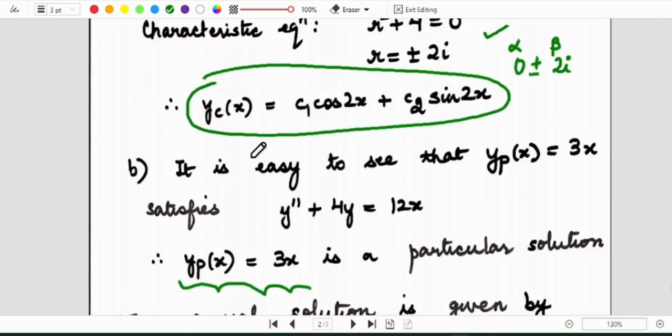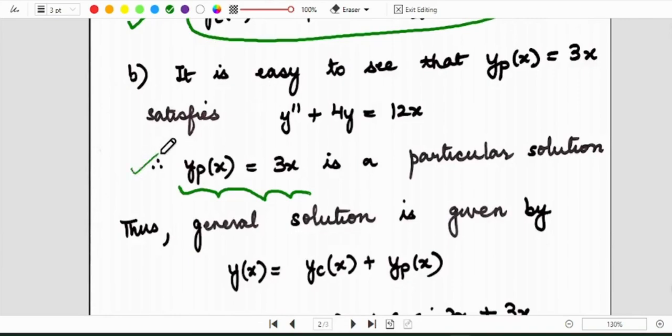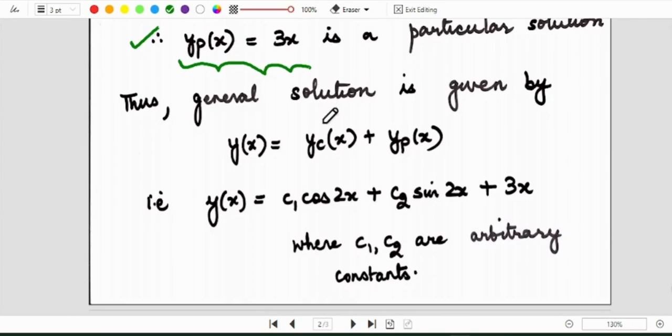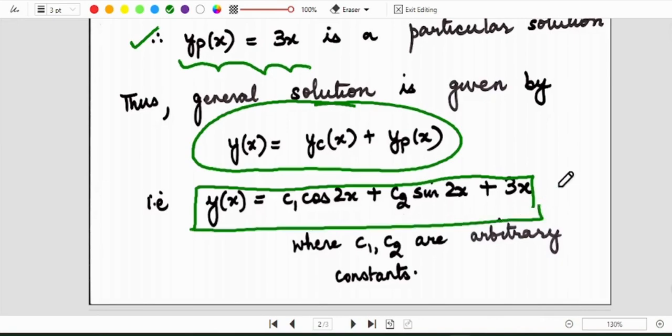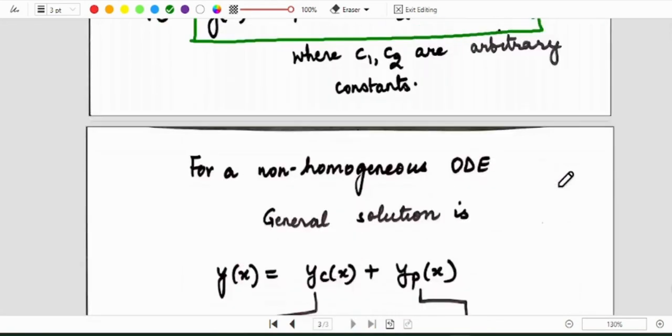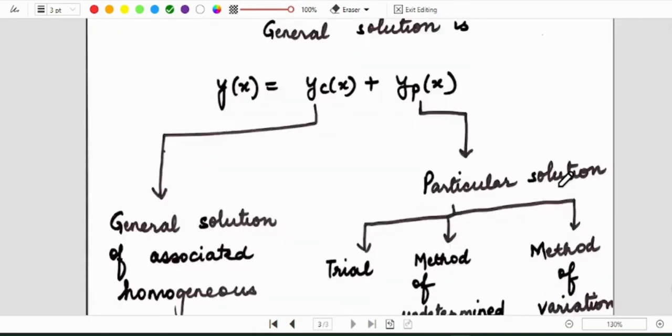So I have the general solution of the associated homogeneous equation with me, and I have one particular solution of the given differential equation with me. So according to the procedure, the general solution of the non-homogeneous one will be given by just the sum of yc and yp. So you just take yc, which you have got in the first step, and then this 3x which you have got through trial for this particular question, and this is your general solution of the given non-homogeneous equation.